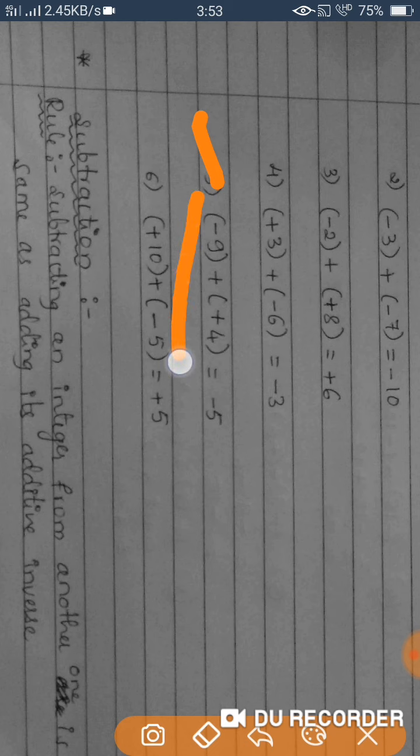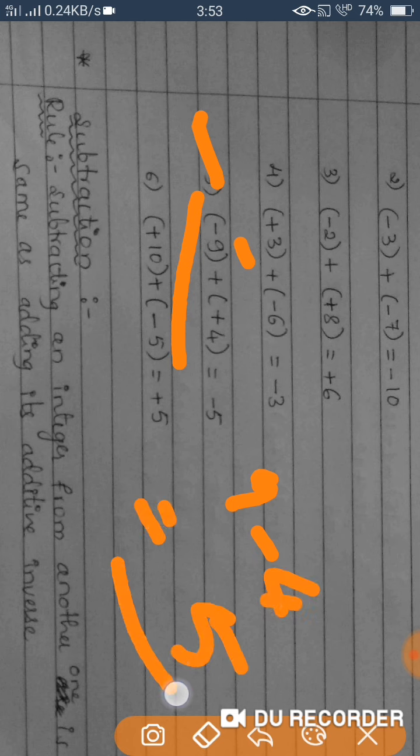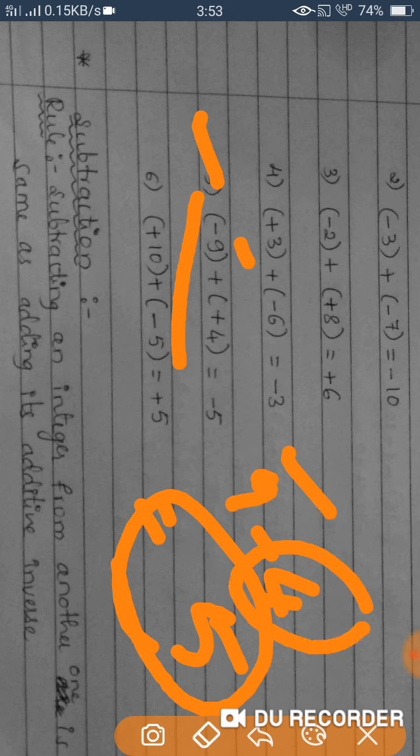Here also minus 9 and plus 4 are there. Here, 9 is the bigger numeral. That's why I am subtracting, 9 minus 4. 9 minus 4, how much? 5. But I need to write the sign for this. Which sign should I keep? 9 is the bigger numeral compared to 4, so I should search for the sign of 9. 9 contains minus, so that sign I have kept here.